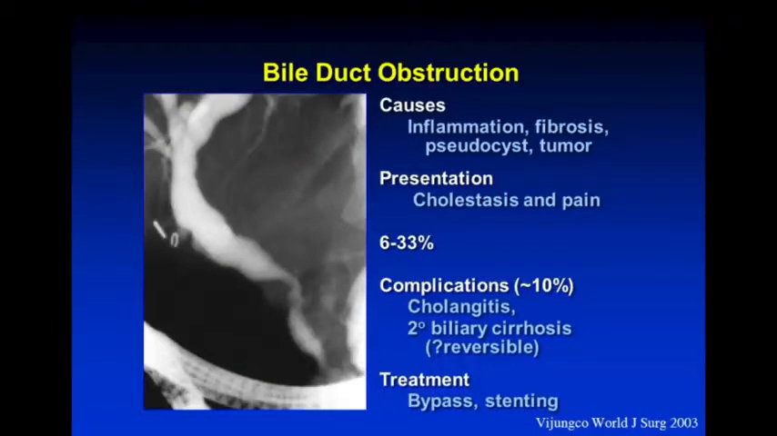So let's talk about the local effects, and by that primarily I mean biliary obstruction. A variety of causes here: inflammation, fibrosis, pseudocyst, tumor.